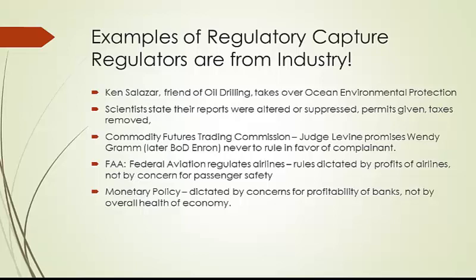So one of the judges came to another judge and he said that I have made a promise to Wendy Graham, who later became board of directors of Enron, that I will never rule in favor of somebody who's asking for, and that is what he did. Anybody who filed a complaint was just given the runaround, prove this, that, and the other, and either his case was dismissed or he was made to settle for trivial amounts.